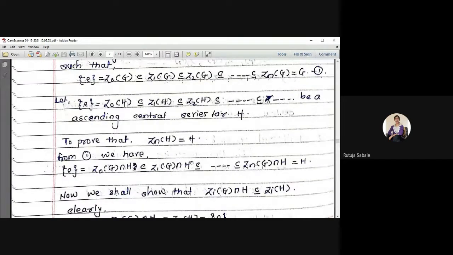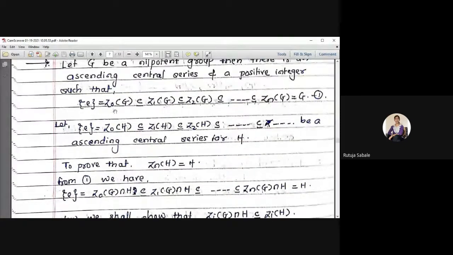Okay, from 1 we have singleton E is equal to Z naught of G intersection H, taking Z naught of H intersection with H, which is contained in Z1 of G intersection H, and so on, Zn of G intersection H, which is equal to H. Okay, from 1 we take the intersection with H in the series, equation 1.